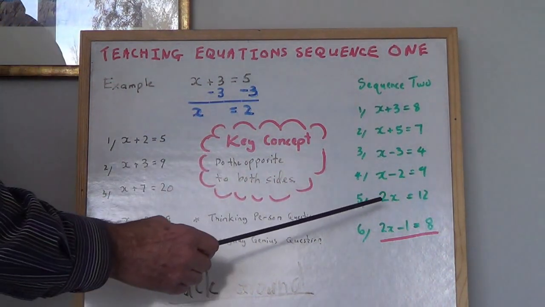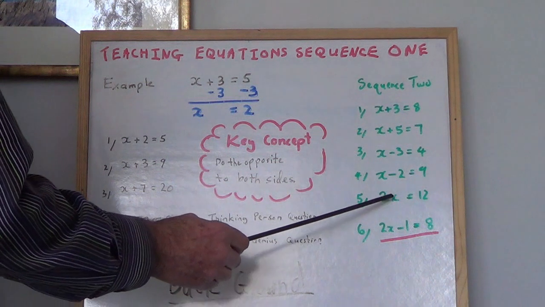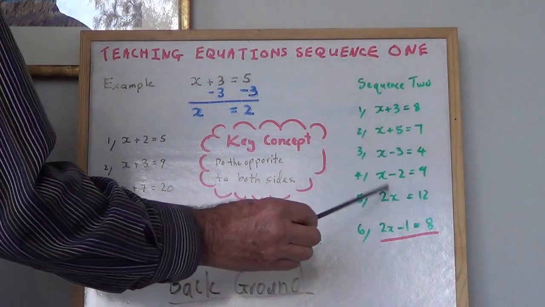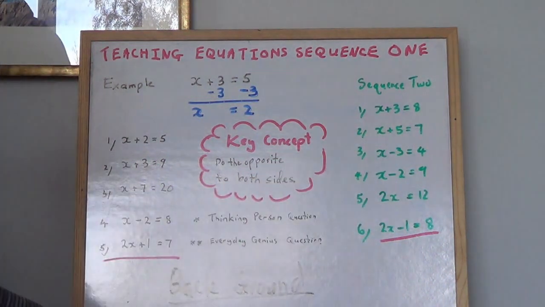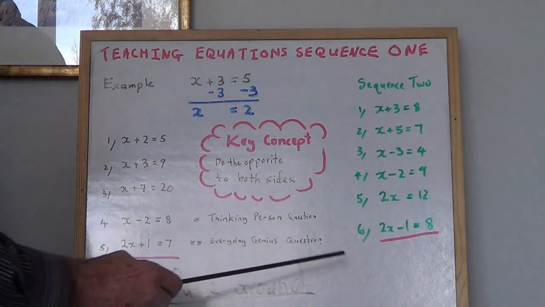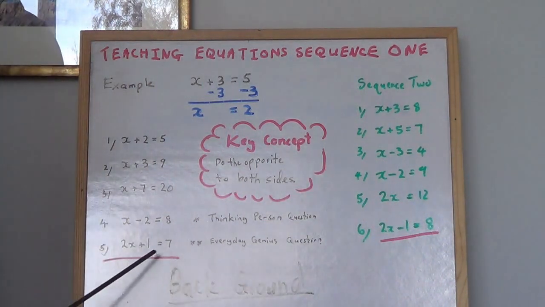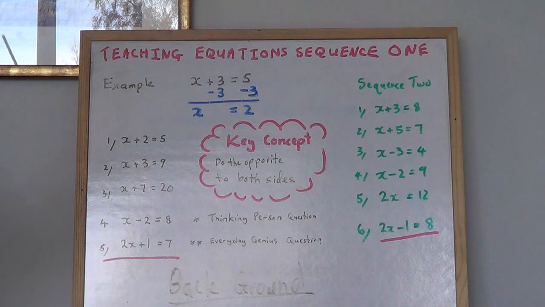Now, here's the thinking person question. It's outside their experience, but if they think about it, they may be able to do it. And if they can, then they go on to this. Now this is very similar to this. Okay, so that's the background.